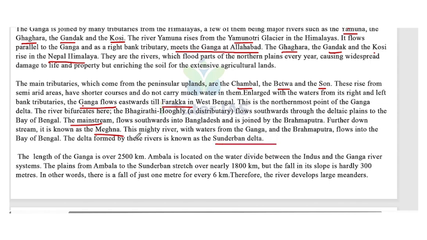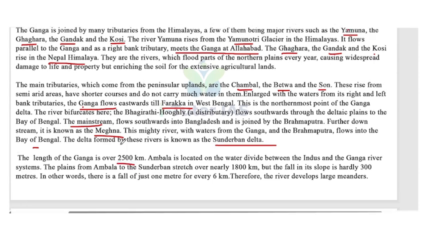Okay, so after flowing southward, the Ganga met with the Brahmaputra, and further down they are known as Meghna. Finally they went to the Bay of Bengal, and the delta formed by these rivers is known as Sundarban Delta. Now, the length of the Ganga is over 2,500 kilometers.